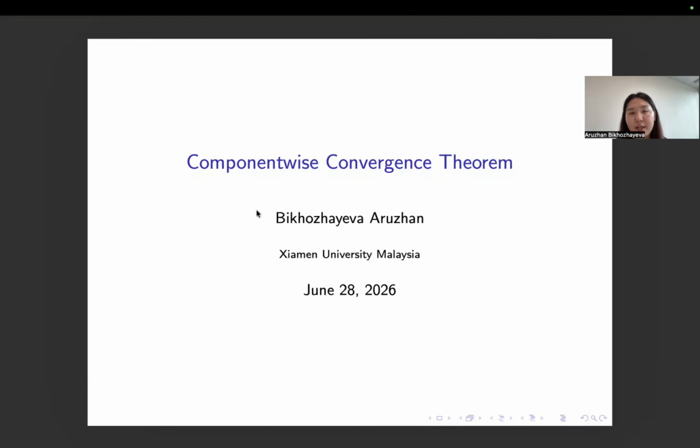Hello everyone, today I will present the component-wise convergence theorem. Actually, this theorem is one of the most useful results when studying sequences in higher dimensions. It allows us to determine whether a vector sequence in Rn converges by checking each coordinate separately.